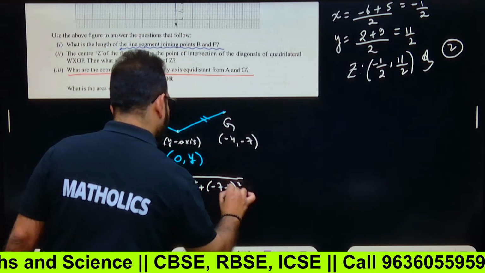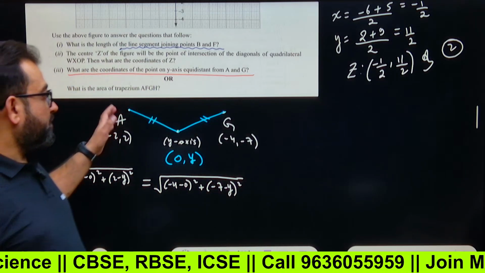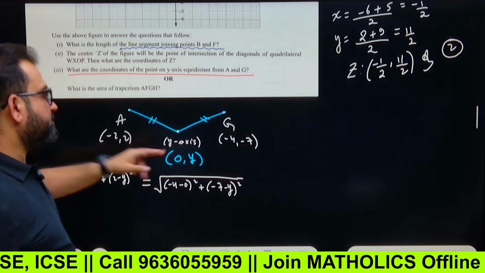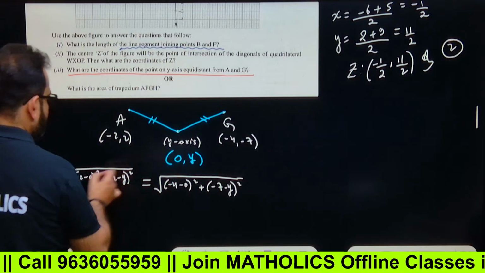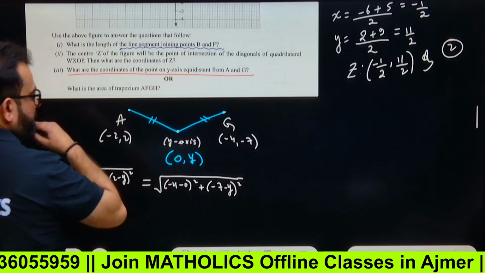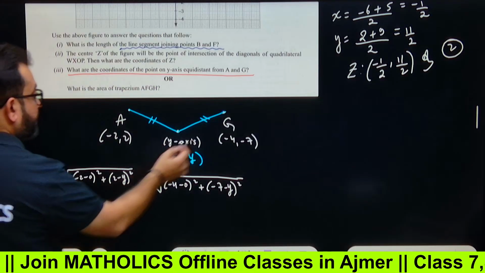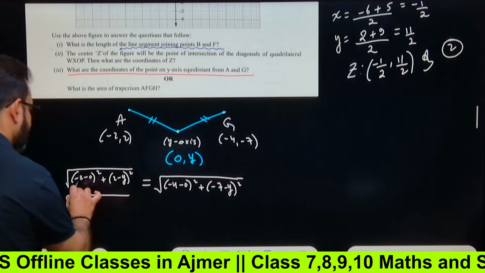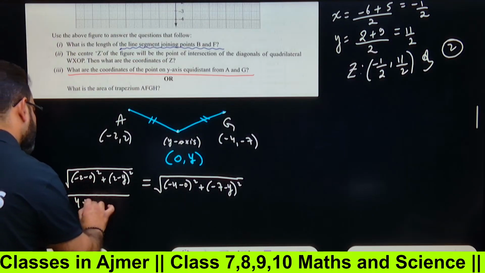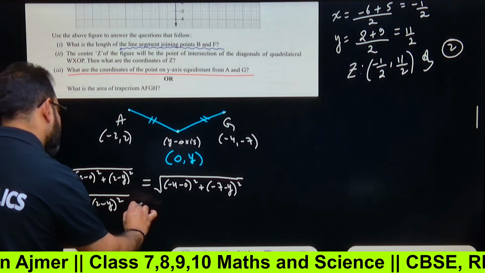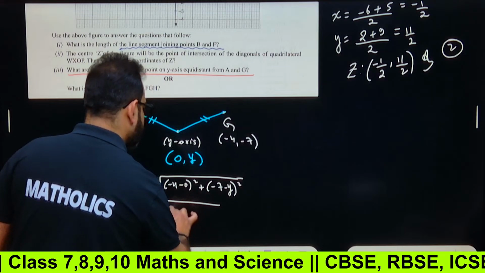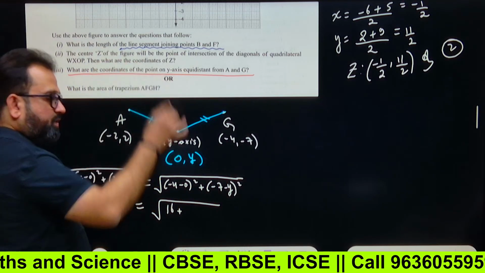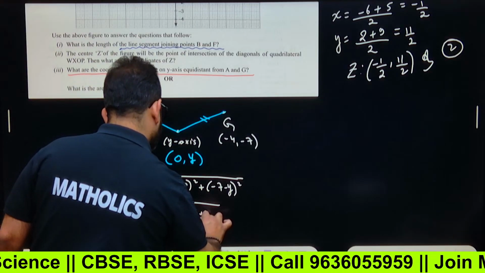Instead of x, you must write y. Why have I written y? Because a point on the y-axis has x coordinate 0, but y will be there, so we write 0, comma y. So (-2 minus 0) whole square plus (2 minus y) whole square, equals (-4 minus 0) whole square plus (-7 minus y) whole square. Now -2 minus 0 means -2 squared, 4, plus (2 minus y) whole square, equals under root of -4 squared, 16, plus (-7 minus y) whole square. Taking out the common minus, since a negative square is positive, it is nothing but (7 plus y) whole square.